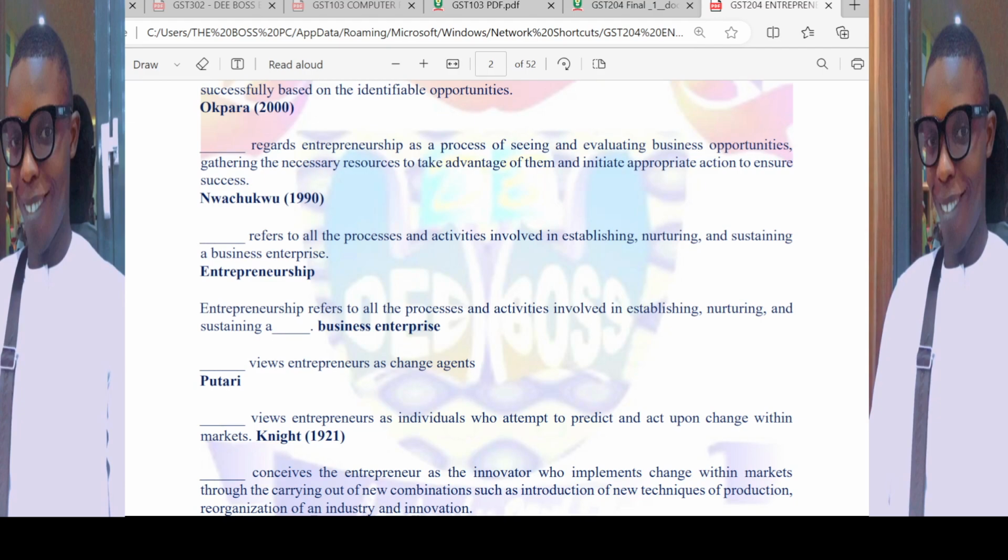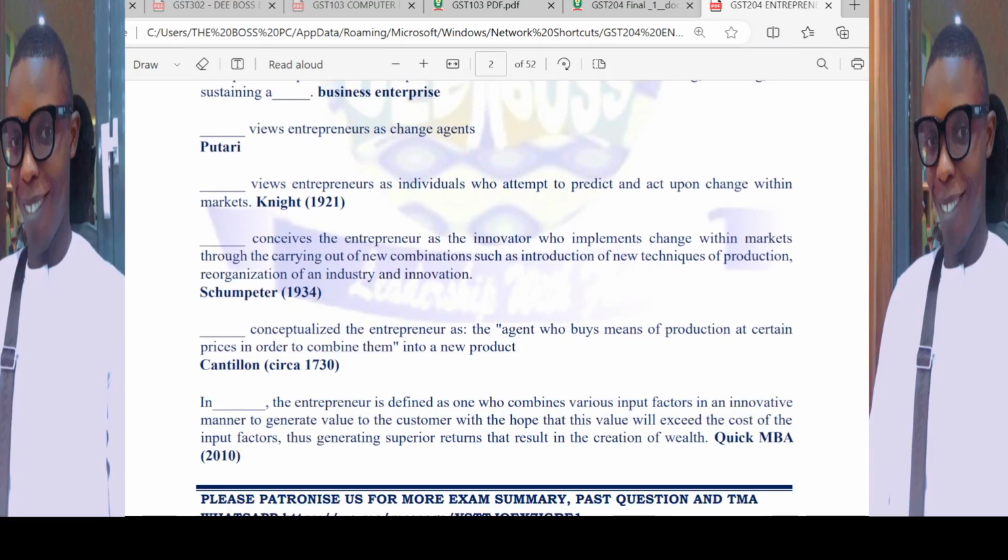Now, Peter views entrepreneurs as change agents. So entrepreneurs are change agents. He views entrepreneurs as individuals who attempt to predict and act upon change within markets. And Schumpeter conceives the entrepreneur as the innovator who implements changes within the market through the carrying out of new combinations, such as the introduction of new technologies of production, reorganization of an industry, and innovation.